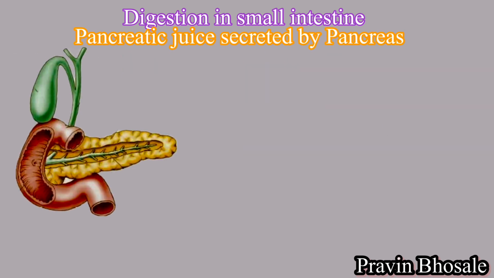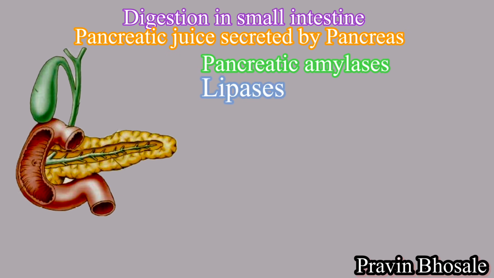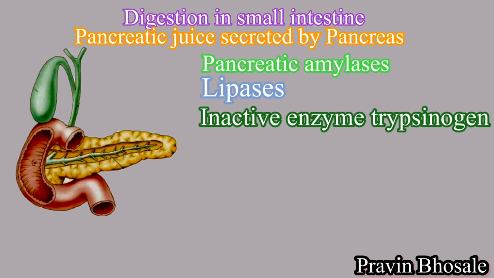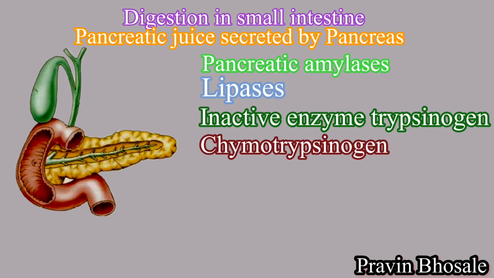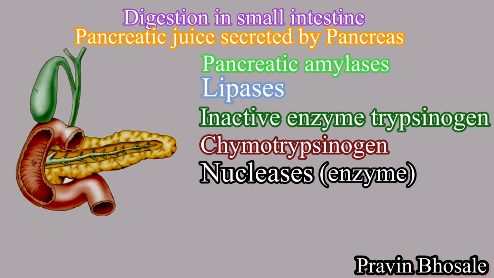Pancreatic juice secreted by the pancreas contains pancreatic amylases, lipases, and the inactive enzymes trypsinogen and chymotrypsinogen. Pancreatic juice also contains nucleases, the enzymes that digest nucleic acid.